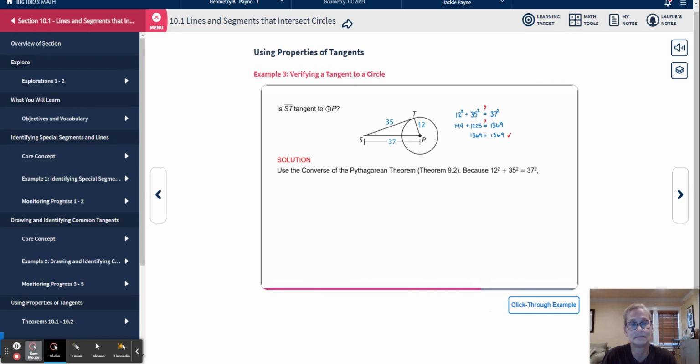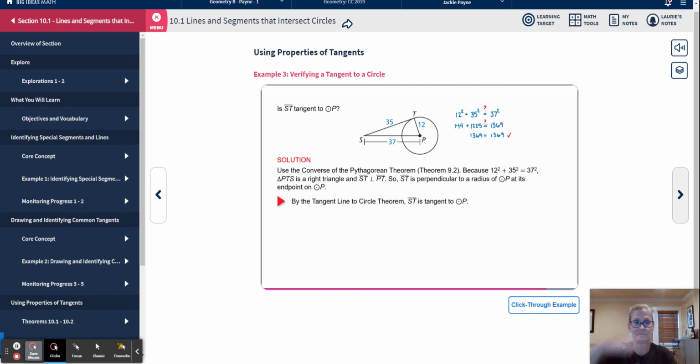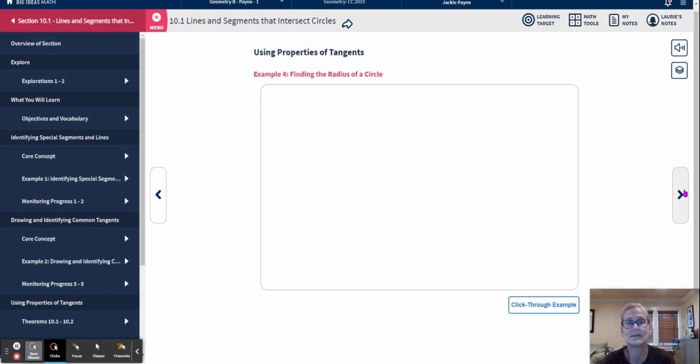Because 12 squared plus 35 squared is equal to 37 squared, triangle PTS is a right triangle, and segment ST is perpendicular to segment PT. So segment ST is perpendicular to a radius of circle P at its endpoint on circle P. By the tangent line to circle theorem, segment ST is tangent to circle P. Any questions, make sure you ask me in class.